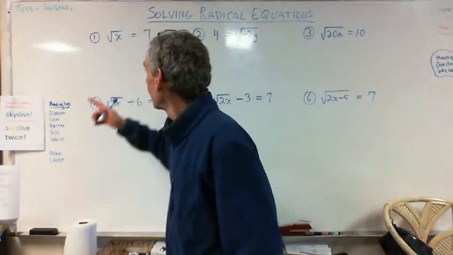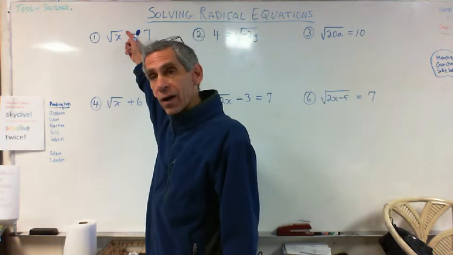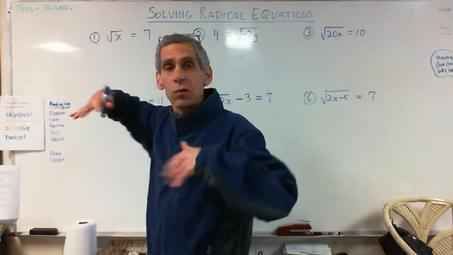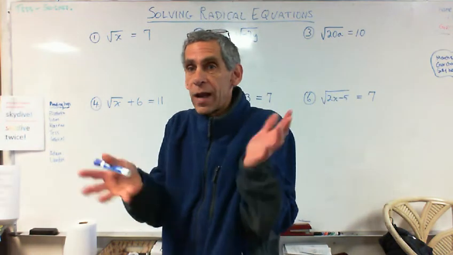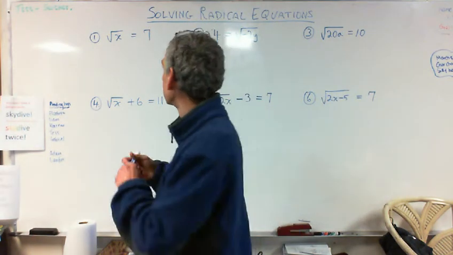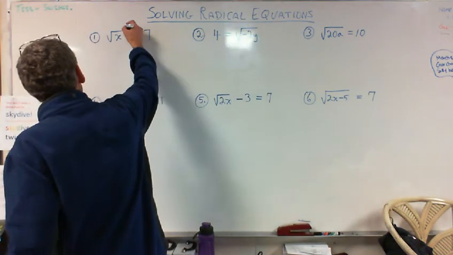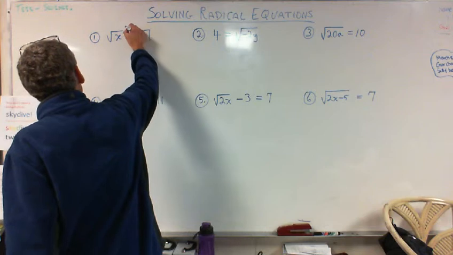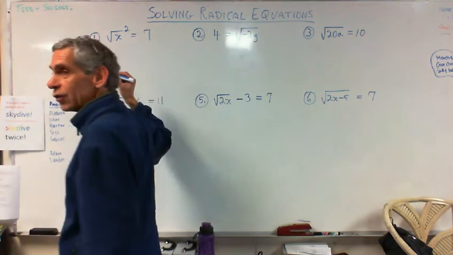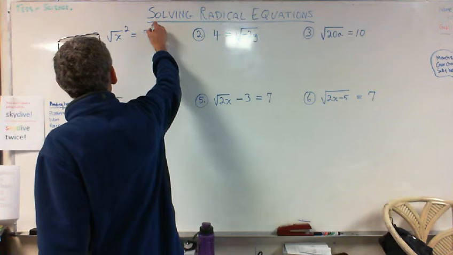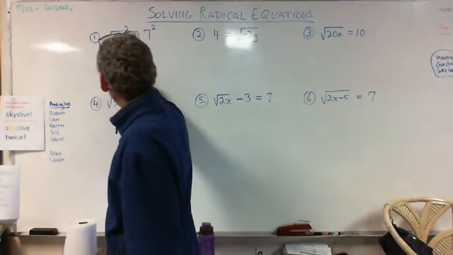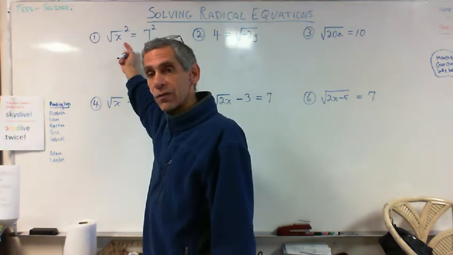Right. If you square a square root, the square root and the square disappear. They cancel each other out. They're opposite operations. So if I square this side, what do I have to do to the other side? I have to do the same thing to the other side. I have to square that side. So what is the square root of x times the square root of x?